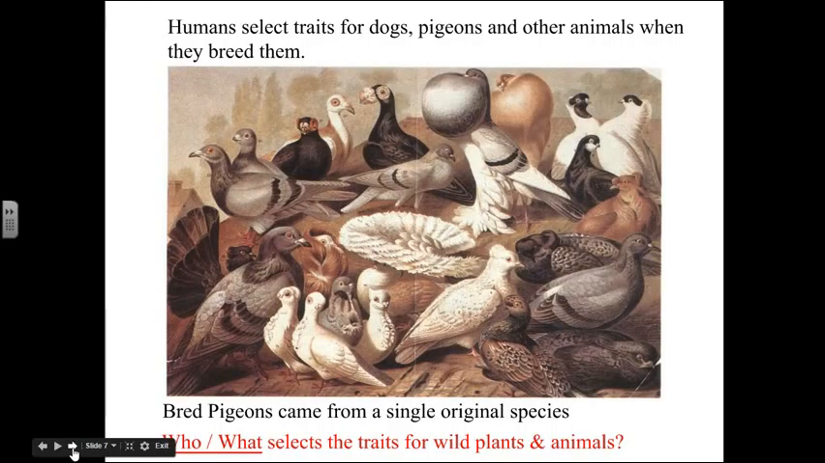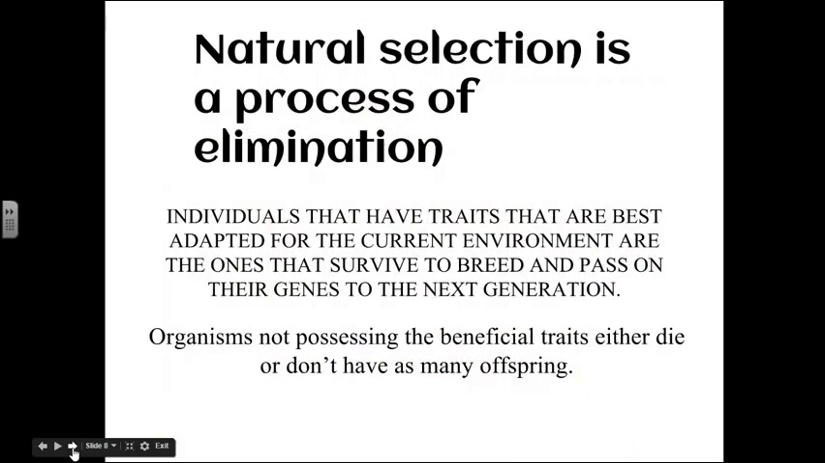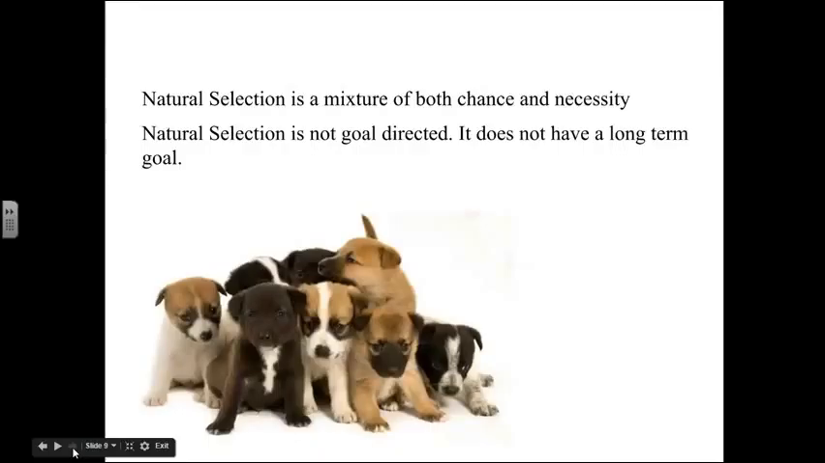Humans select traits for dogs or pigeons or other animals whenever we breed them, right? When we talk about wild plants and animals, then we're really talking about a process of elimination. If you have a trait that's well adapted for the current environment, then you are more likely to survive and breed and pass on those genes to the next generation, right? If you don't have that beneficial trait, then you're either going to die or you're not going to have as many offspring. So natural selection really is a mixture of both chance and necessity, and it's not really goal-directed.